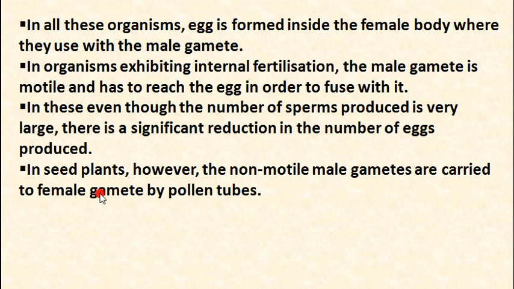So in seed plants, however, the non-motile male gametes are carried to the female gamete by the pollen tubes. Here is the special case of seed plants. So in seed plants, the male gamete is non-motile and is carried to the female gamete by the pollen tubes. So here the pollen tube is a way for the male and female gametes to reach each other.